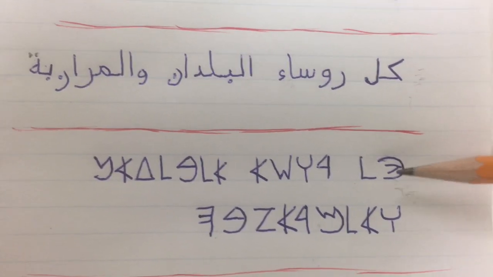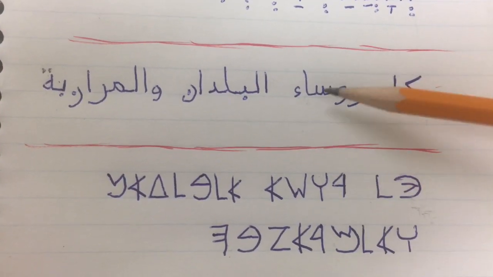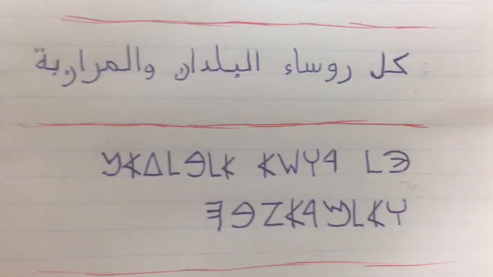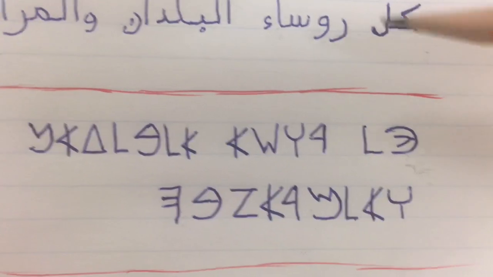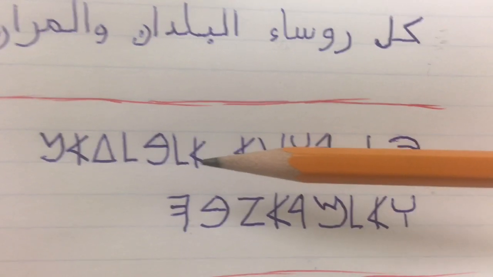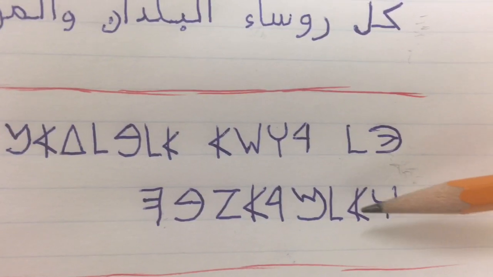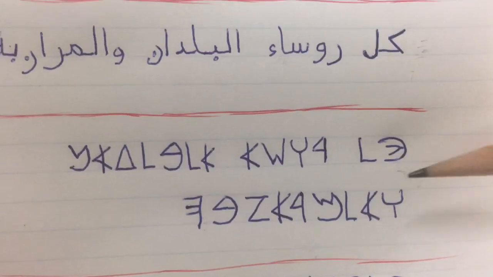You have the kaf lam, you have kaf lamed, you have the ra, the resh, the wa, the sin, the alif, the alif, and so on down the line. And again, what would give away that this is Arabic? Well, again, the alif lam in the definite article for al-Buldan, and then again, the definite article in al-Muraziba. So that would be a clue that this is probably Arabic.